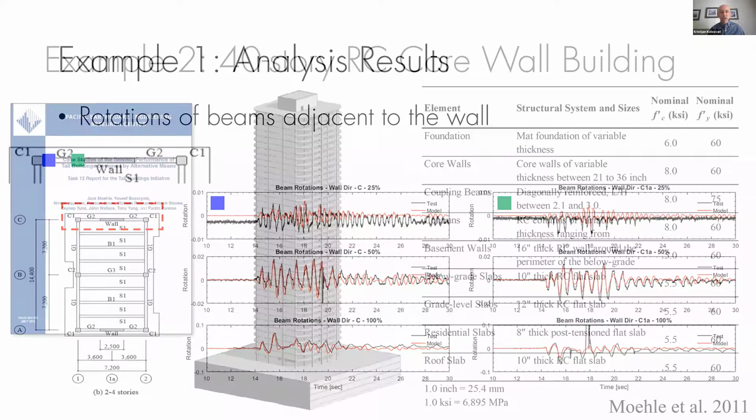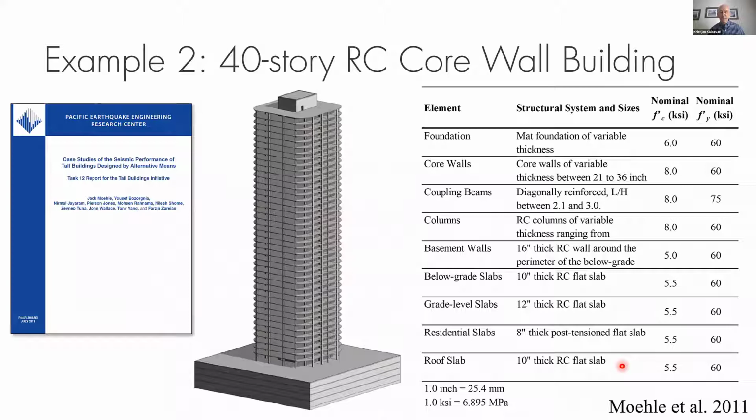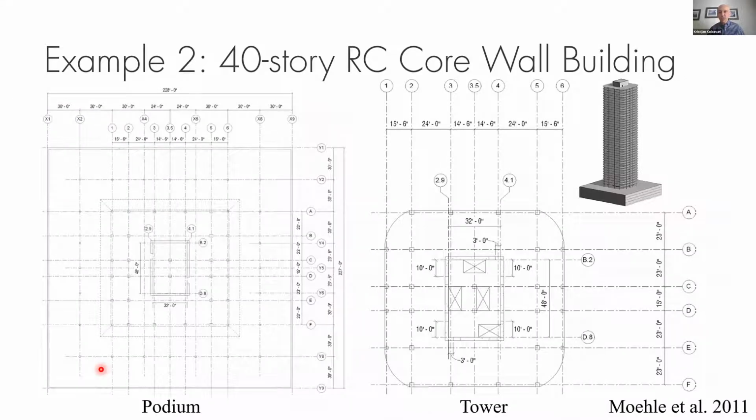Then I have one quick, really high level example: this 40-story reinforced concrete core wall building. It's a sort of famous building because it's an archetype that was used for the Task 12 report back in 2011. So it's not a real building, but it has all components of a real building. It's a tall building, typical core wall with core walls and coupling beams. Here you can see the plan view and elevation of this.